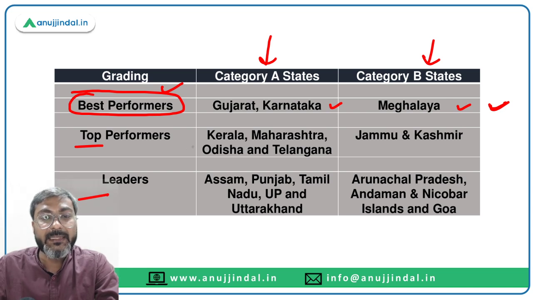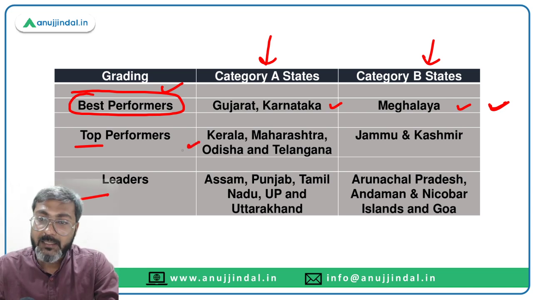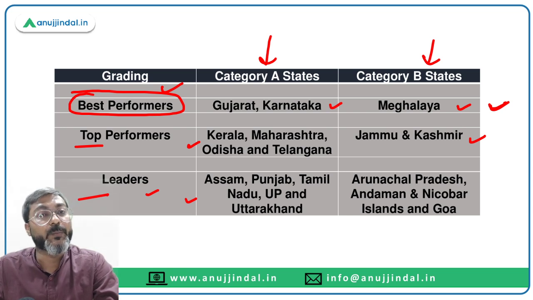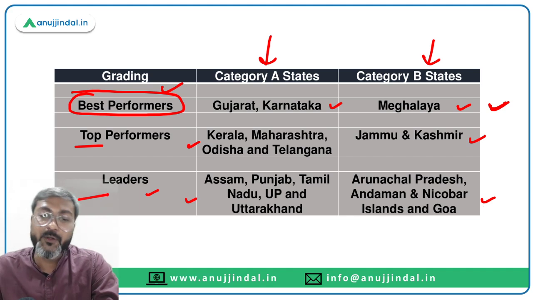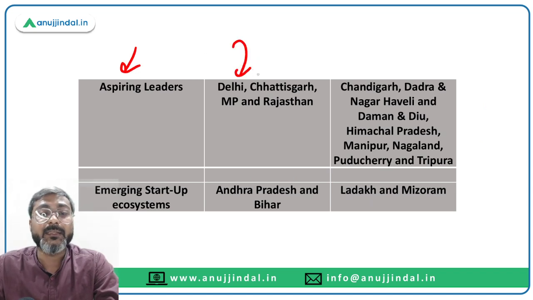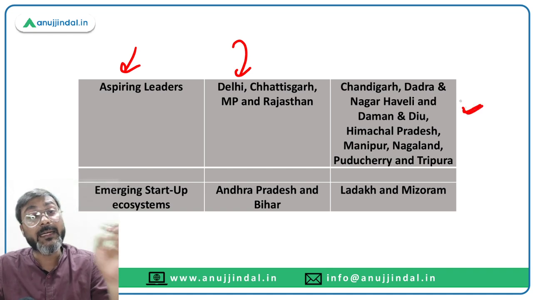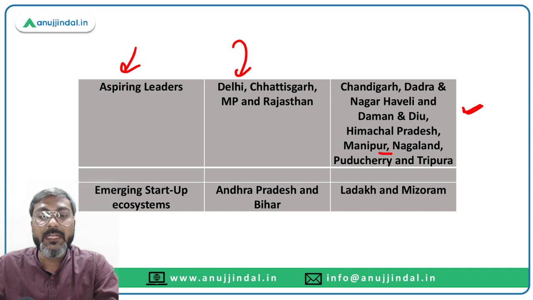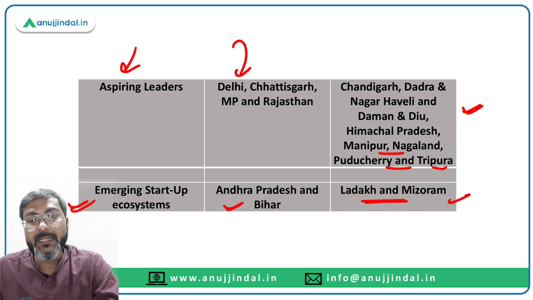Top performers in category A, Kerala, Maharashtra, Odisha and Telangana. In category B, Jammu and Kashmir. Leaders in category A are Assam, Punjab, Tamil Nadu, UP and Uttarakhand. While in category B, it is Arunachal Pradesh, Andaman and Nicobar Islands and Goa, right? In the category of aspiring leaders, there are Delhi, Chhattisgarh, Madhya Pradesh and Rajasthan. And among category B states, there are Chandigarh, Dadra and Nagar Haveli and Daman and Diu, Himachal Pradesh, Manipur, Nagaland, Puducherry and Tripura. Emerging startup ecosystems, there are Andhra Pradesh and Bihar. And in category B, there are Ladakh and Mizoram.